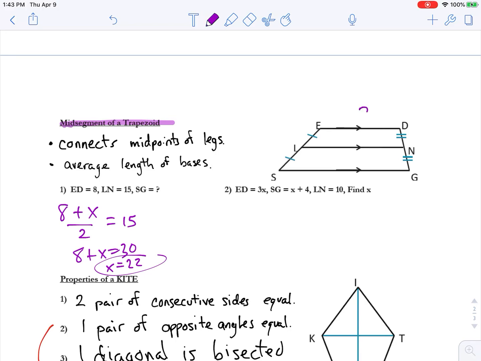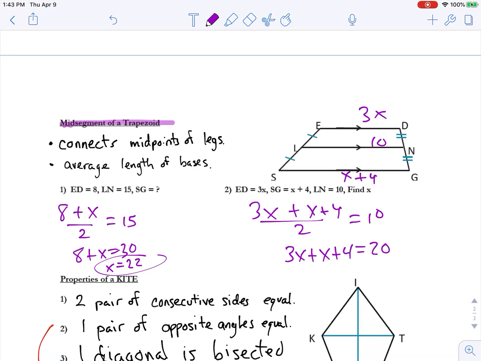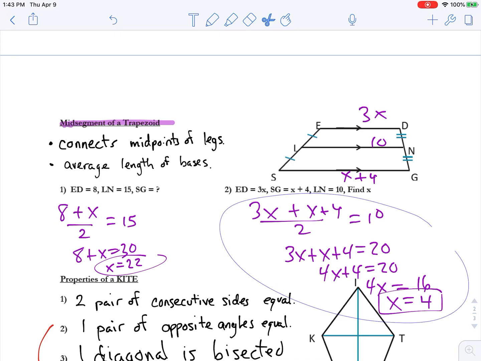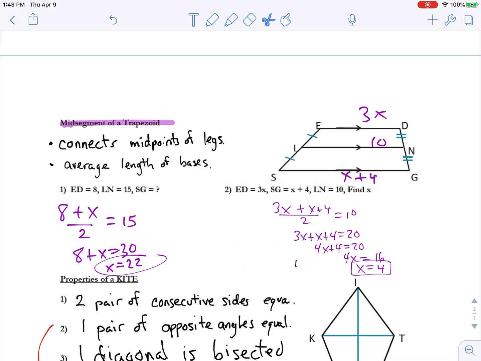Let's try another one. Let's say ED is 3x, SG is x plus 4, and LN is 10. Well, again, 3x plus x plus 4. The two bases should add and divide by 2 to equal 10. So we can solve this algebra problem. I'm going to multiply by 2 and get 20. I'm going to combine like terms. Then subtract 4 and divide by 4. X equals 4 in this problem. Okay, that makes sense? Fantastic.